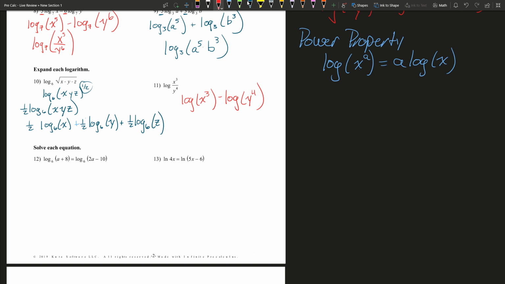So after we use the quotient property, then we can use the power property. So this exponent comes out front and this exponent comes out front. So it's 3 log x minus 4 log y.